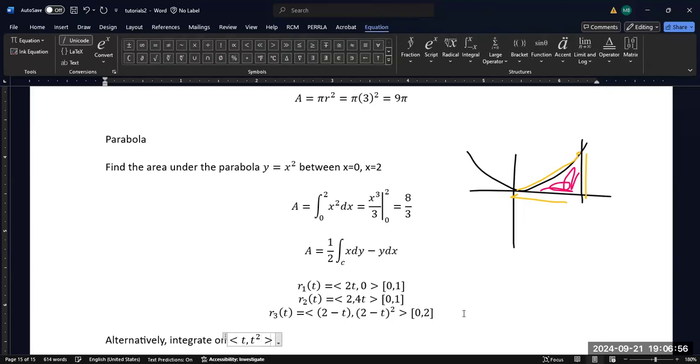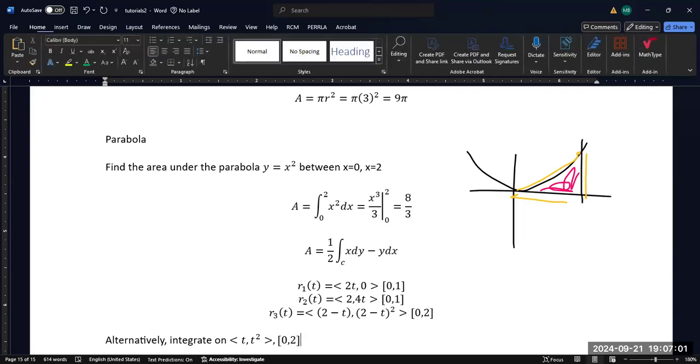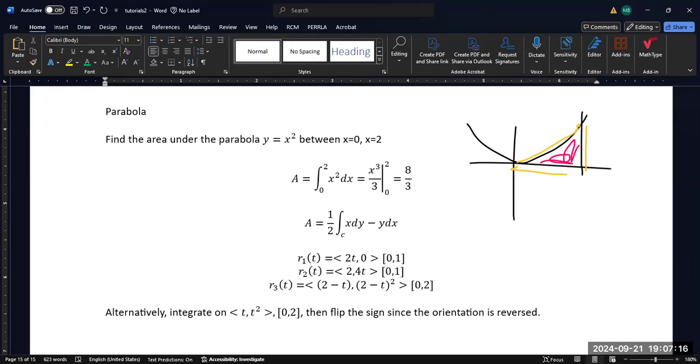Yeah, the math will be easier if you do this: 0, 2, but then flip the sign since the orientation is reversed. So in our diagram, what we need to do is go counterclockwise. It's the standard orientation. If you go clockwise, the lines are a little easier to make negative, but what you end up doing is getting the negative of the area.